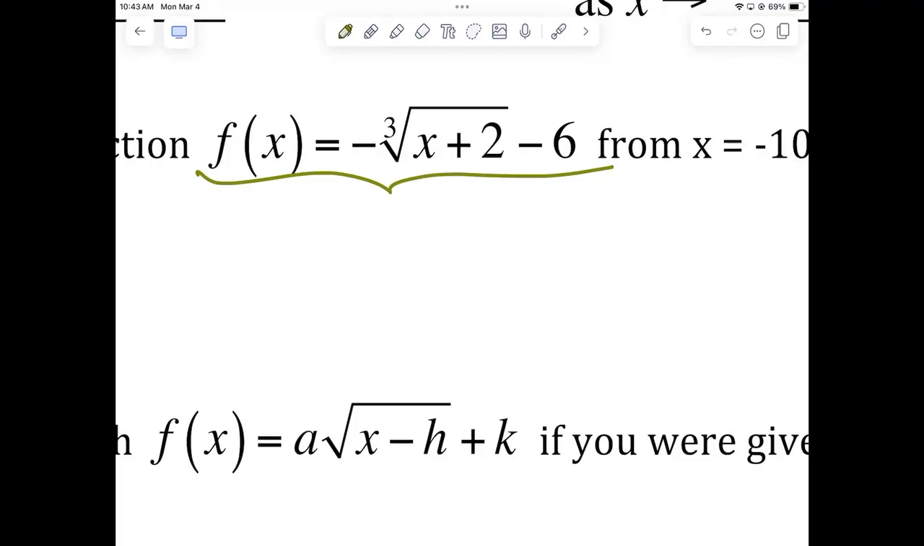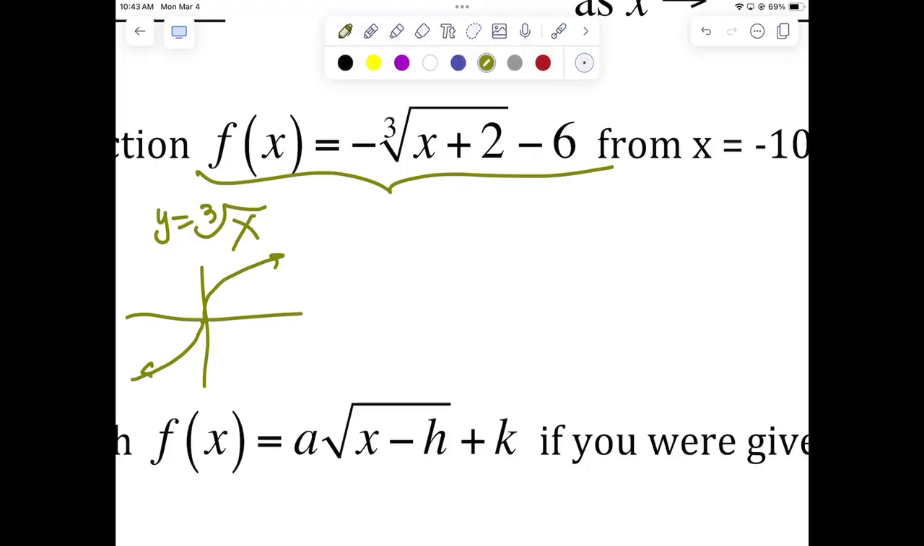X cubed is the one that has the domain and range of all real numbers, right? I better draw the parent function at least. If we look at the cube root of x, that's the one that comes in from the bottom curving upward, goes vertical, and then leaves going out. That's the parent function. What would the negative do to that graph? Reflected across the x-axis, so now it's decreasing.